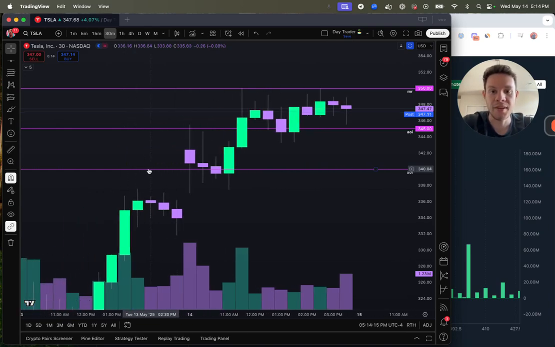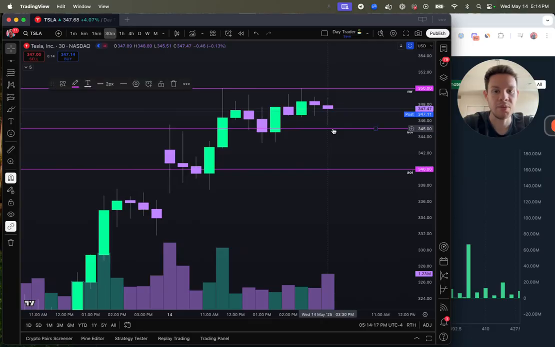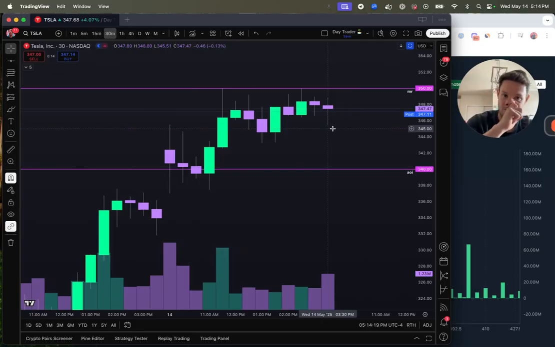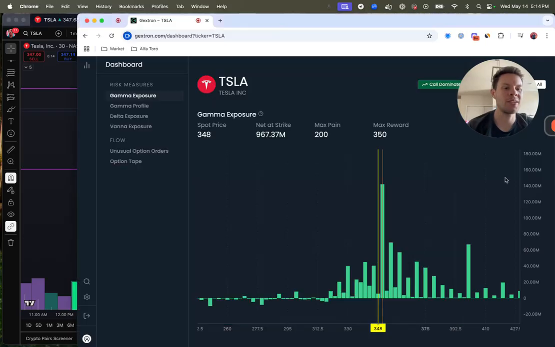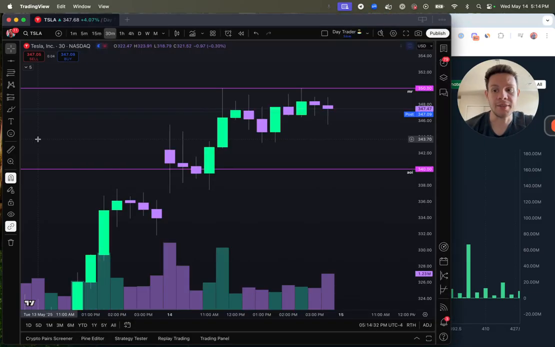So when the market opened, I believe this wasn't here at first. That wasn't there at first. This must be later, because Gextron is updating throughout the day. So probably 345 ended up popping up and became an area of interest near the end of the day, but earlier in the morning, that wasn't the case.